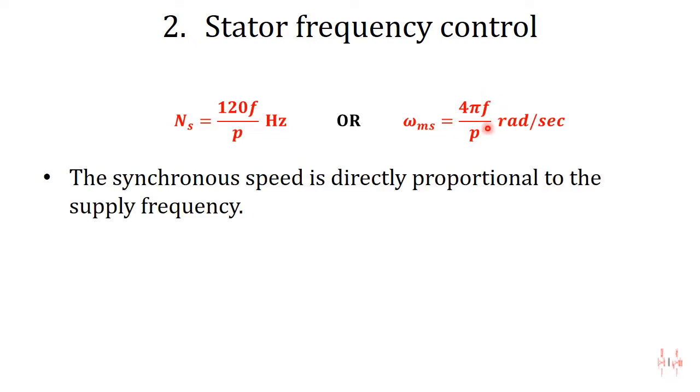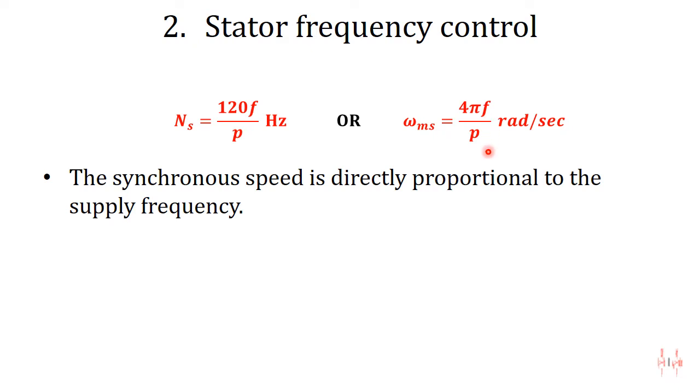Now we will discuss the stator frequency control of induction motor. As we know, the synchronous speed of induction motor is equal to 120 F by P, where F is the supply frequency and P is the number of poles of the machine. This can be represented in radians per second as omega ms is equal to 4 pi F by P. So here omega ms, that is the synchronous speed, is directly proportional to supply frequency. That means synchronous speed of the induction motor can be controlled by controlling the supply frequency.